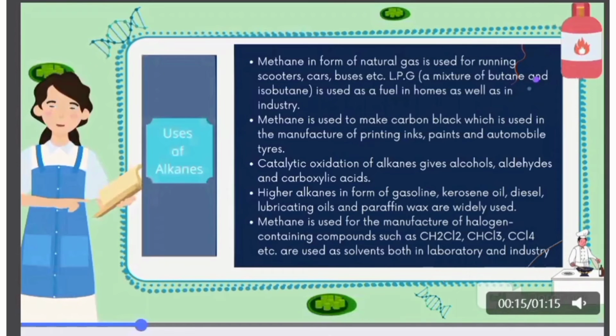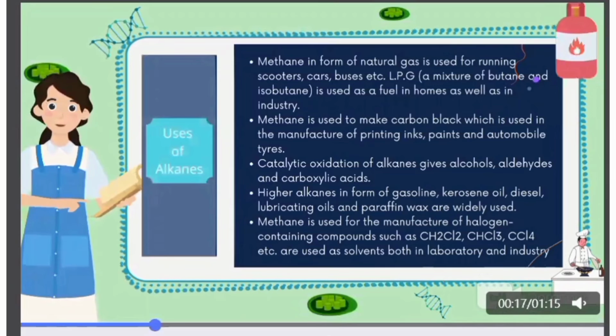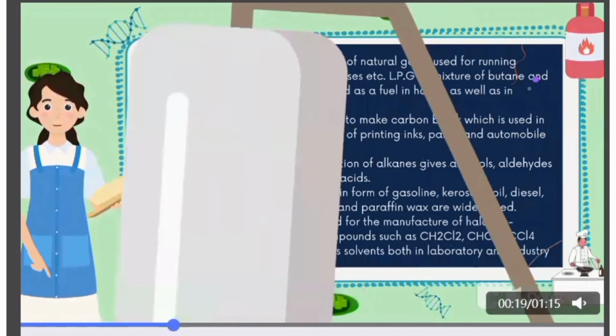Higher alkanes in the form of gasoline, kerosene oil, diesel, lubricating oils, and paraffin wax are widely used. And methane is used for the manufacture of halogen-containing compounds such as CH2Cl2, CHCl3, CCl4, etc., which are used as solvents both in laboratory and industry.